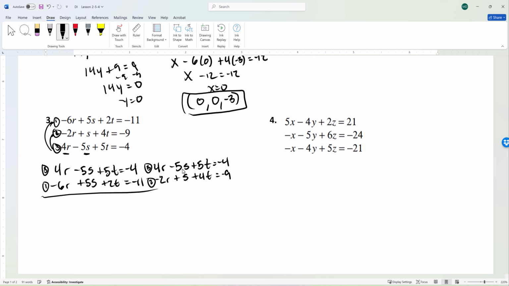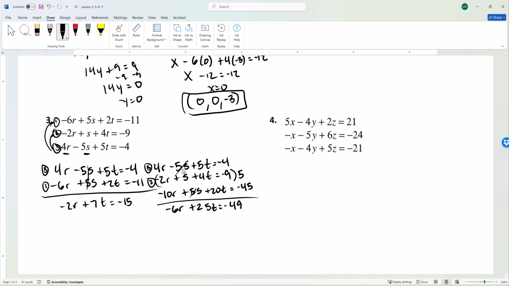Now, I said my intention is to get rid of the s's. So here, they're already opposites, so I can just add those together immediately. Now here, I have to multiply this equation by 5. So I get negative 10r plus 5s plus 20t equals negative 45. So now the s's will cancel out if I add them together. So I get minus 6r plus 25t equals negative 49.